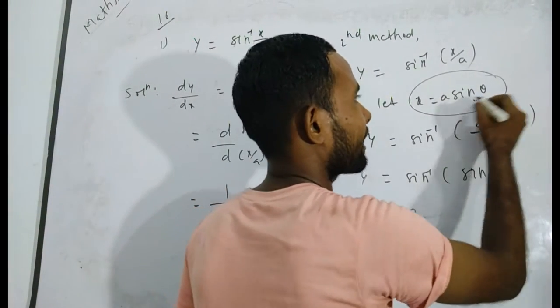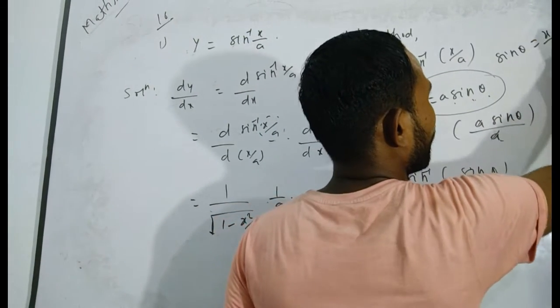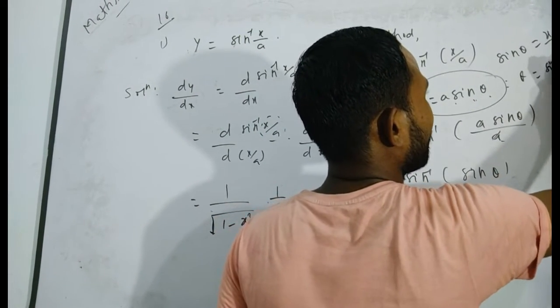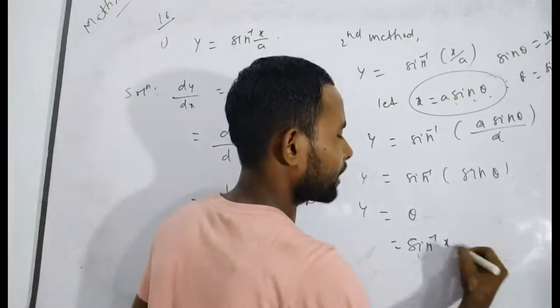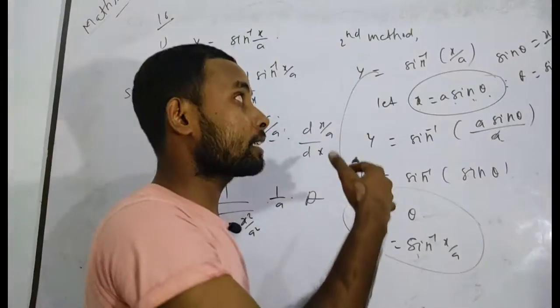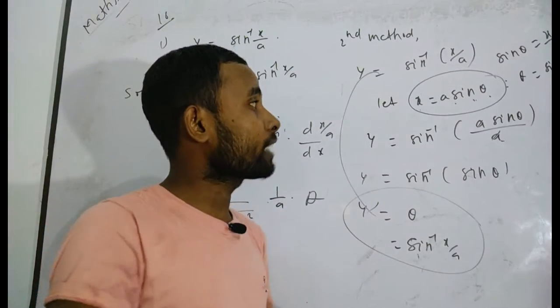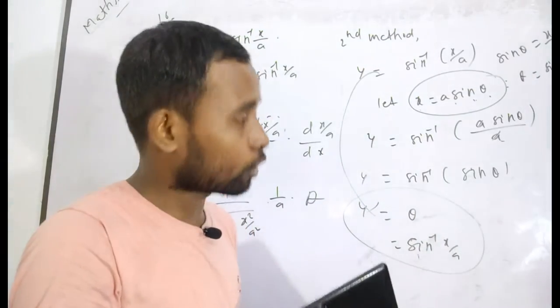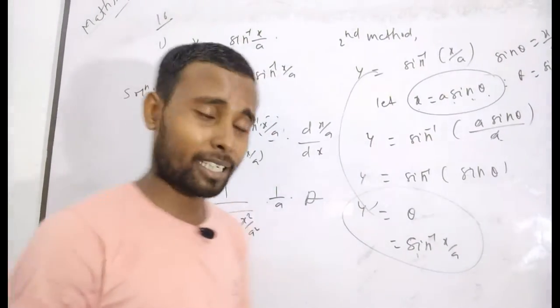From this statement, x is equal to a sine theta, so sine theta is equal to x upon a. So theta is equal to sine inverse x upon a. That means you will get the same thing again. Don't use this method here. You can, but finally you will get the same method again. But sometimes when the given function is in a more complex form, you will use this method because it is very helpful, and I think you have already studied it in inverse trigonometric functions.